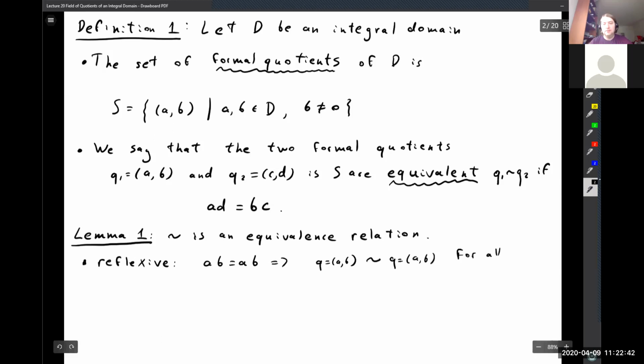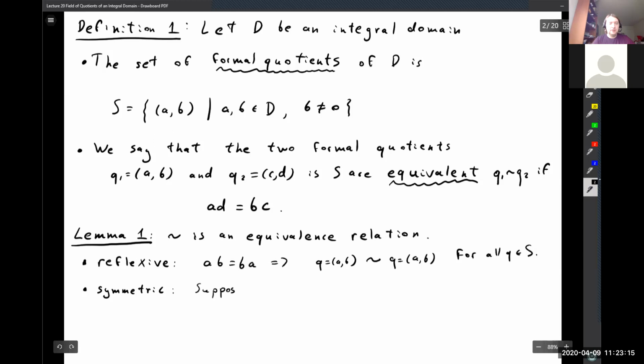For all Q in S. Okay, now symmetric. And to be precise, we kind of do AD equals BC, so that should be AB equals BA. Well, it's a commutative ring, so it doesn't matter, right?